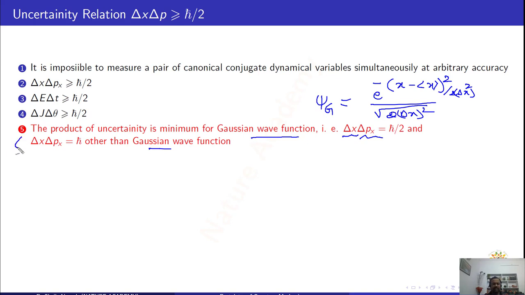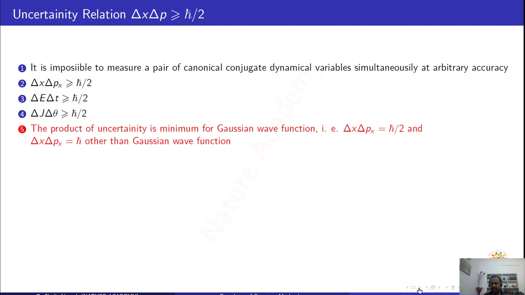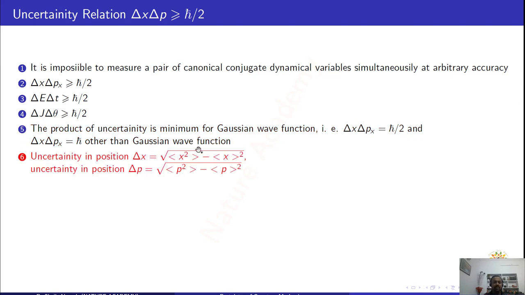This question appeared in the Delhi University PhD entrance exam. The product of uncertainties is minimum for the Gaussian wave function. This is one property of the Gaussian wave function. Moving on to the next property, uncertainty in position can be written like this, and uncertainty in momentum can be like this.